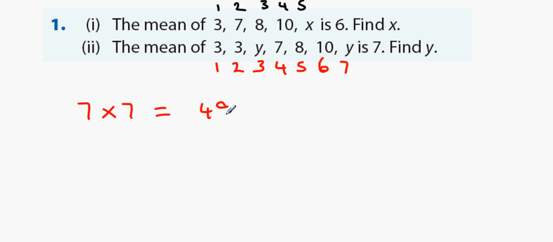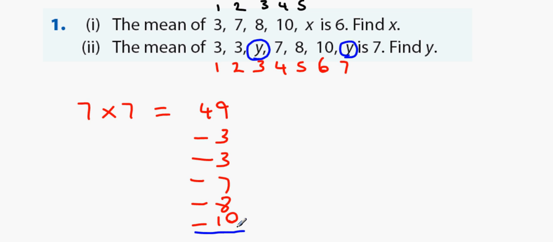Now 49, we got to take away all these numbers, so we got to take away 3, take away 3, take away 7, take away 8, take away 10. Now remember, we're leaving out the 2 y's. We're leaving out the y here and the y here, so there's still 2 y's, okay? So we're going to take all these away, so just quickly input these into your calculator. And what we're going to get is 18.